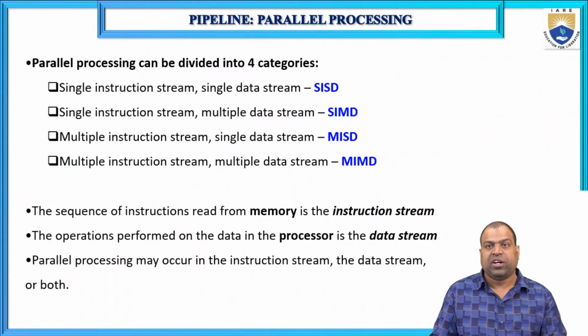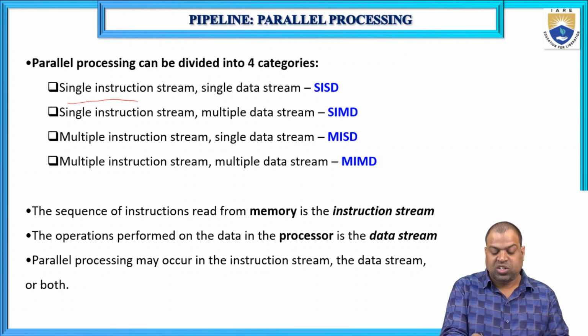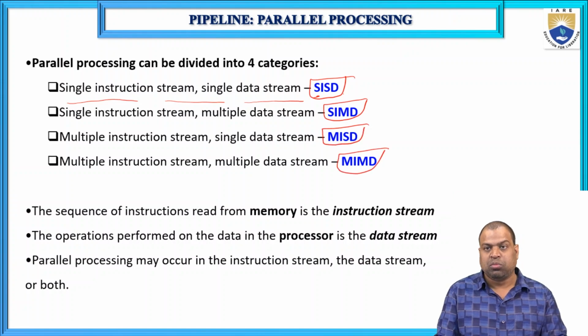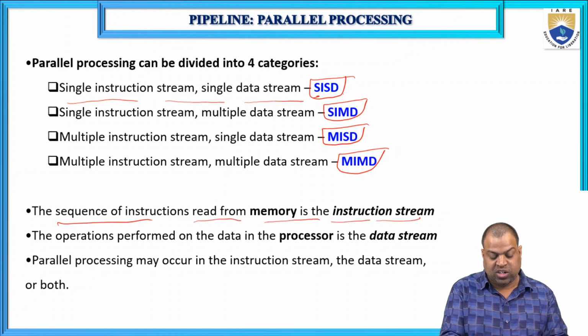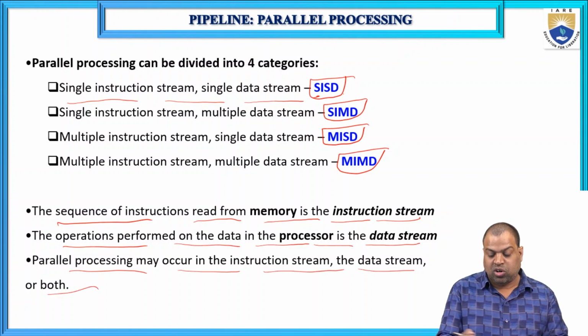And parallel processing can be divided into 4 categories: single instruction, single data stream; single instruction, multiple data; multiple instruction, single data; multiple instruction, multiple data. In short we use SISD, single instruction single data; SIMD, single instruction multiple data; MISD, multiple instruction single data; MIMD, multiple instruction multiple data. The sequence of instructions read from memory is the instruction stream, and the operations performed on the data in the processor is the data stream. The parallel processing may occur in the instruction stream, the data stream, or both.